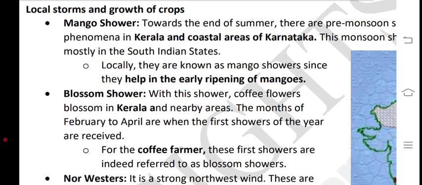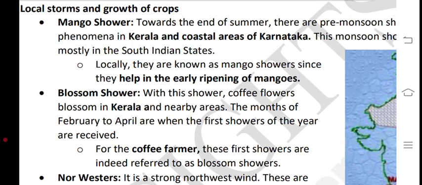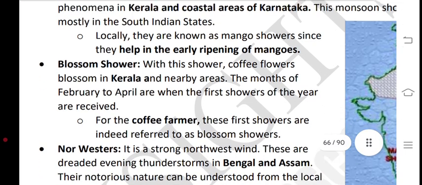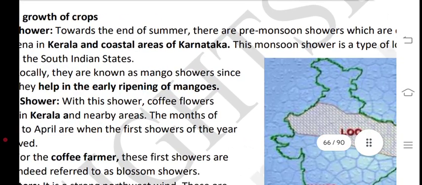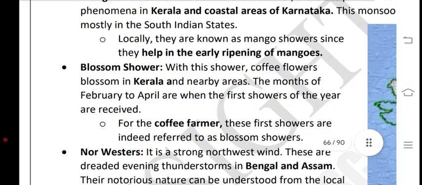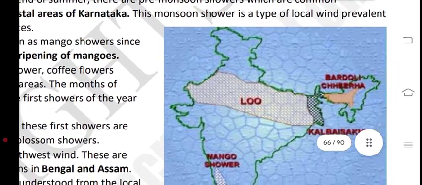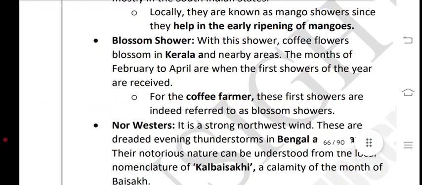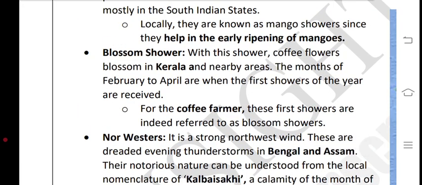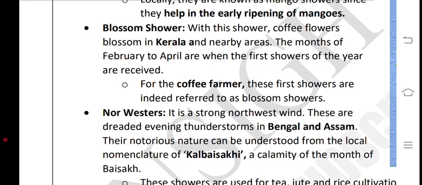Local storms and growth of crops. Mango showers: towards the end of the summer, there are pre-monsoon showers, which are common phenomena in Kerala and coastal areas of Karnataka. These showers are a type of local wind prevalent mostly in South Indian states and are locally known as mango showers, since they help in the early ripening of mangoes.